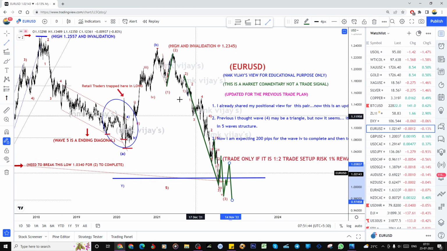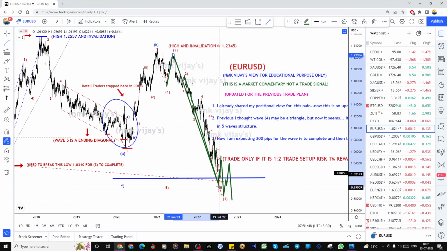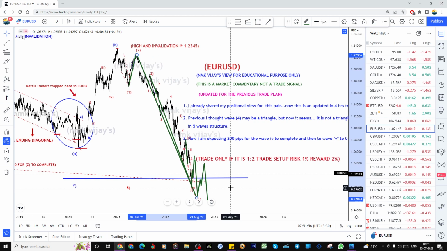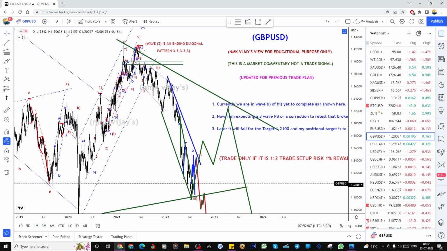So this is my view. So 1 2, the whole thing will become third. So sorry, here, and fourth and fifth. So still I'm looking for the bearish. But mind that there is an alternative possible count also, which I explained last week and now as well. So let's move on to the GBP USD.